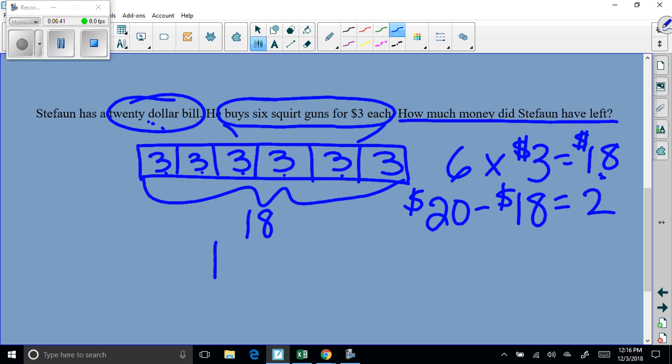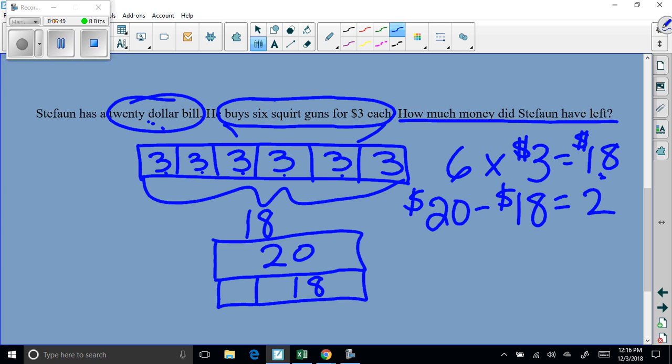If I was going to make a tape diagram to represent this, 20 would be my whole. I know that he spent 18, and here's figuring it out. So this is my tape diagram to represent that. We want to practice that: reading it, drawing a picture to represent it, writing an equation, and solving it. And that is a word problem.